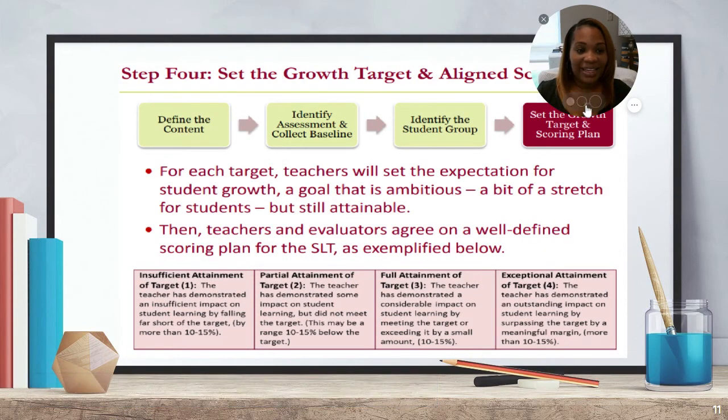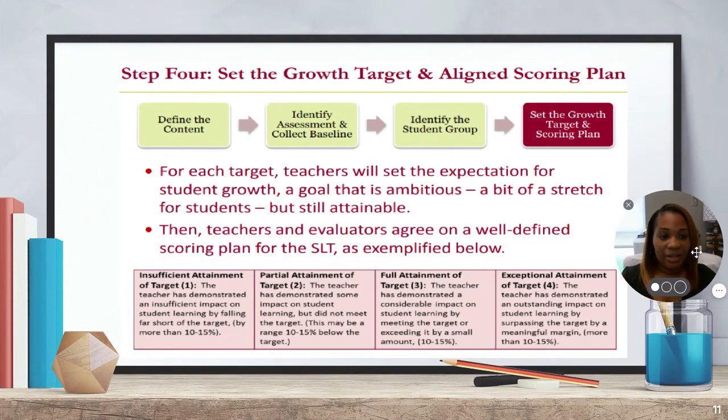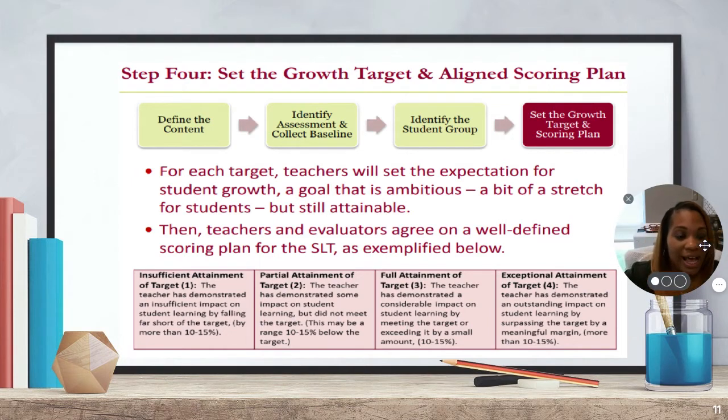So looking at the last one, setting your growth target and scoring plan. Now, with your growth target and scoring plan, you want to set the expectation for student growth. Make sure your goal is ambitious, but it's still attainable for your students. So you want to look at the data you collected in the beginning from your pre-assessment. Look at that baseline data. See where your students are. What kind of goals are you going to set that they can actually attain?